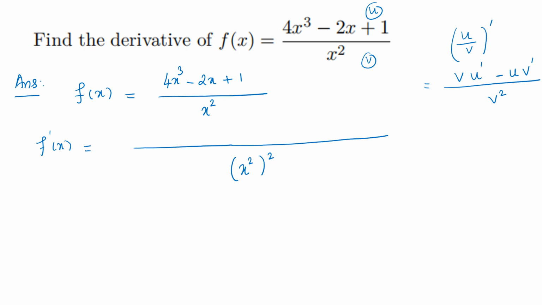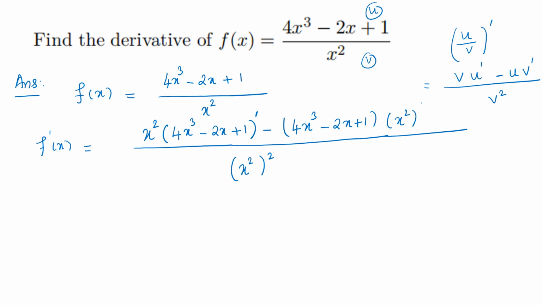Now keep v, that is our x square, times the derivative of u, where u is 4x cubed minus 2x plus 1. Then minus 4x cubed minus 2x plus 1 times the derivative of the denominator, the derivative of x square. Just to take the derivative of the function, we can do it. The denominator is x power 4. Here you have to see x square.